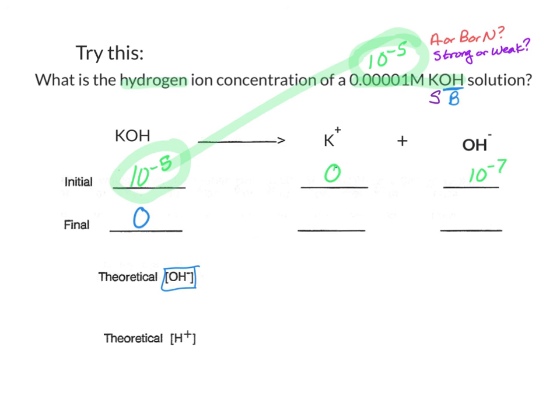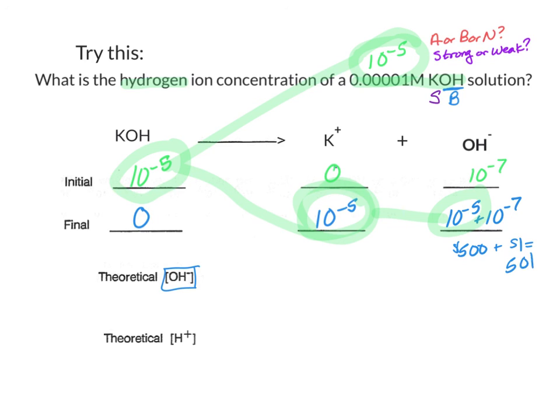So we now have 10 to the negative 5 molar potassium and 10 to the negative 5 plus 10 to the negative 7 molar hydroxide. We're going to ignore, again, the 10 to the negative 7 that we added because it is very small. That's like adding $1 to a $500 sample. So we're going to ignore it and just say it's $500, or in this case, 10 to the negative 5 molar. So that tells us our theoretical hydroxide concentration is 1 times 10 to the negative 5 molar in hydroxide.